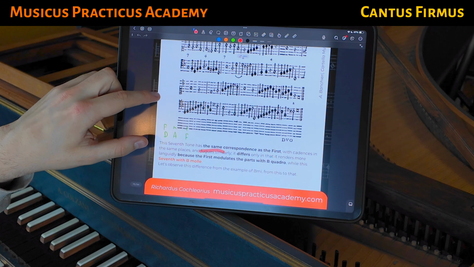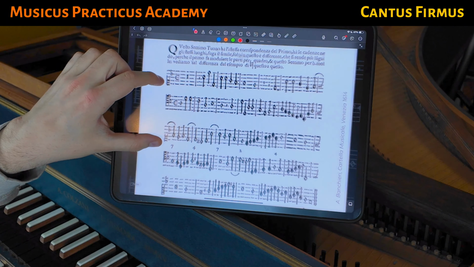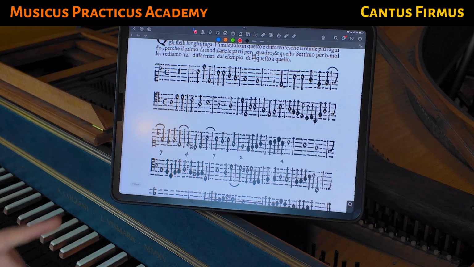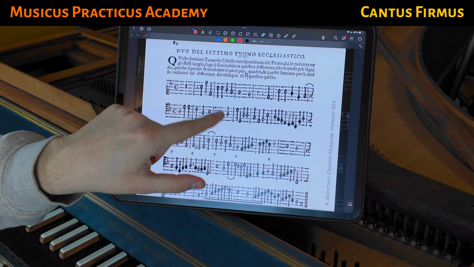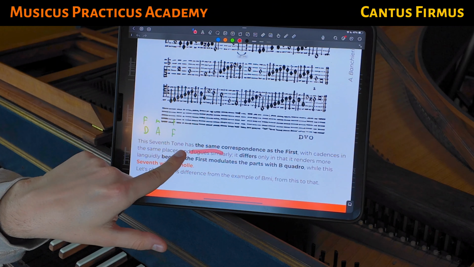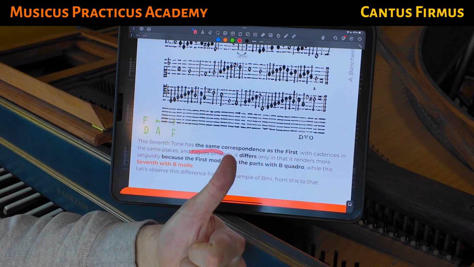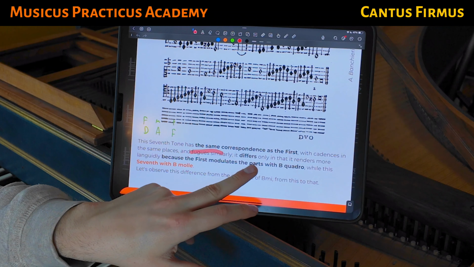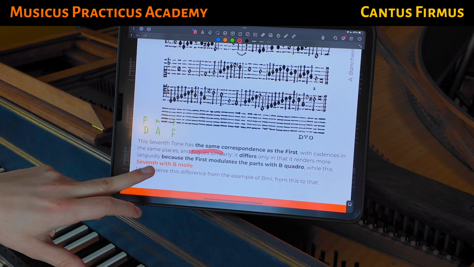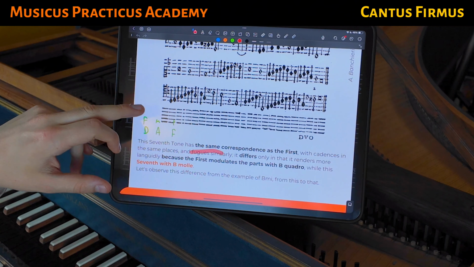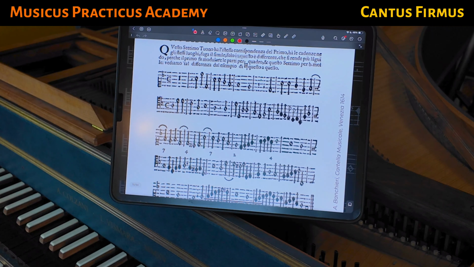But if we want to alternate this with psalms, we have to do another thing. We cannot use that tonus, the tonus of the structure. We have to use this one. This is the septimus tonus by Banchieri, and it says that the seventh tone has the same correspondence as the first tonus, primus tonus, with cadences in the same places, and fugue similarly. It differs only in that it renders more languidly because the first modulates with the parts of the quadro, while this seventh with bemolle. So it's like a modern D minor.